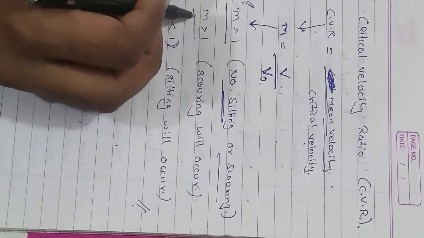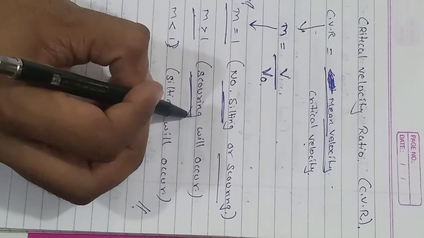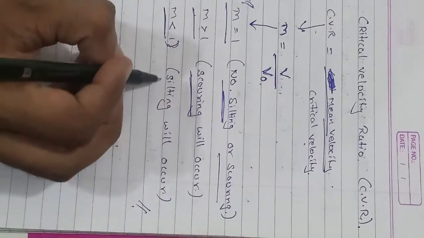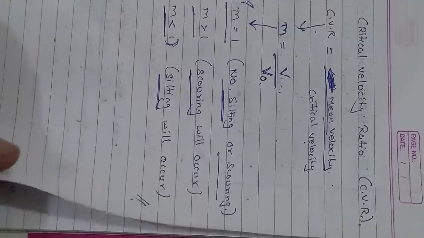If CVR is greater than 1, that means velocity is more, so scouring will take place. When m is less than 1, that means velocity is less, so sedimentation, that is silting, will take place.